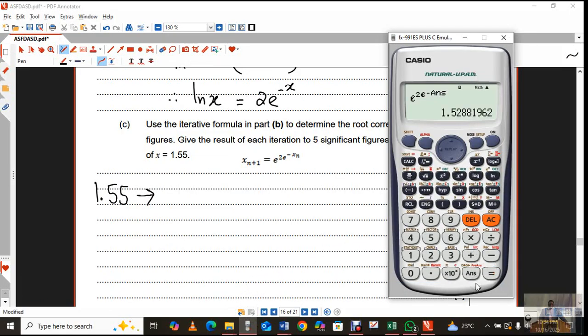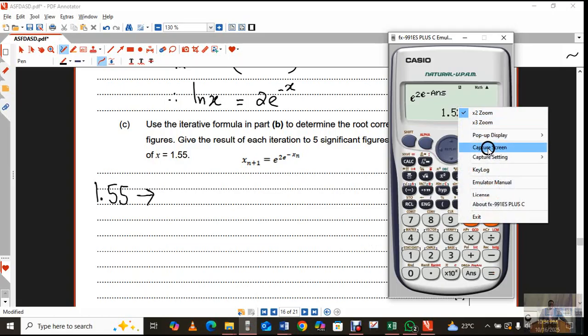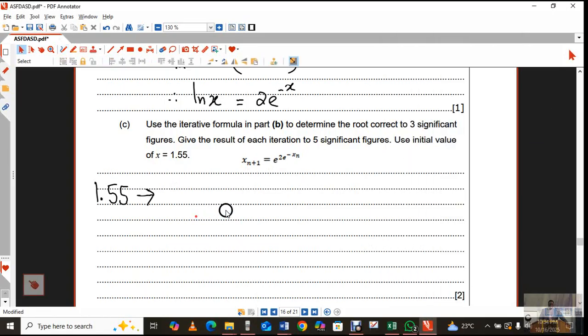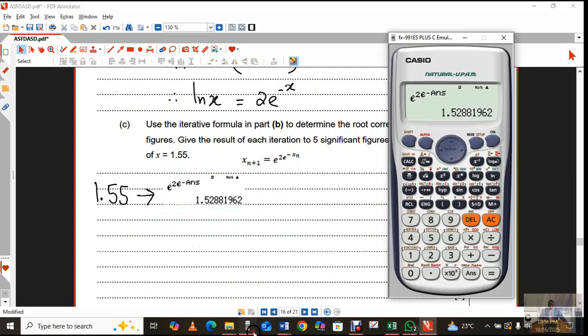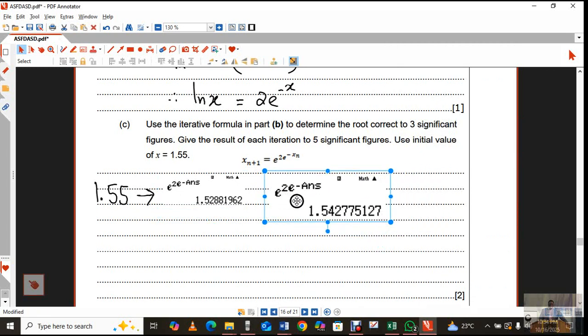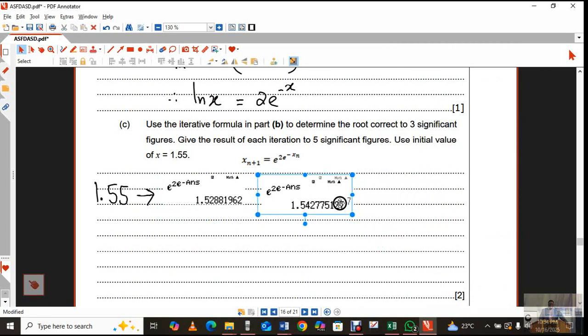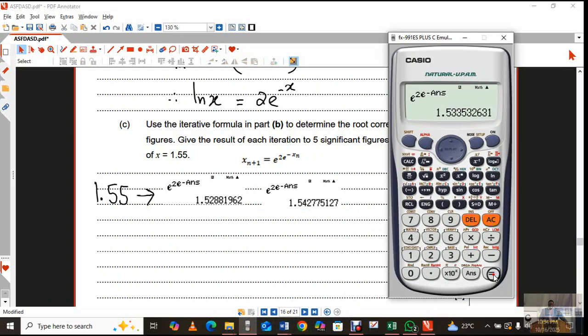Just press equal to. I'm going to just take screen captures; you can obviously write them down if you want to. I press equal to again, see what I get. That's the only thing you do. And how many of these will I do? Well, remember, I want to see to three significant figures: 1.529, 1.543. I want to see what it converges to. Hit equal to again.